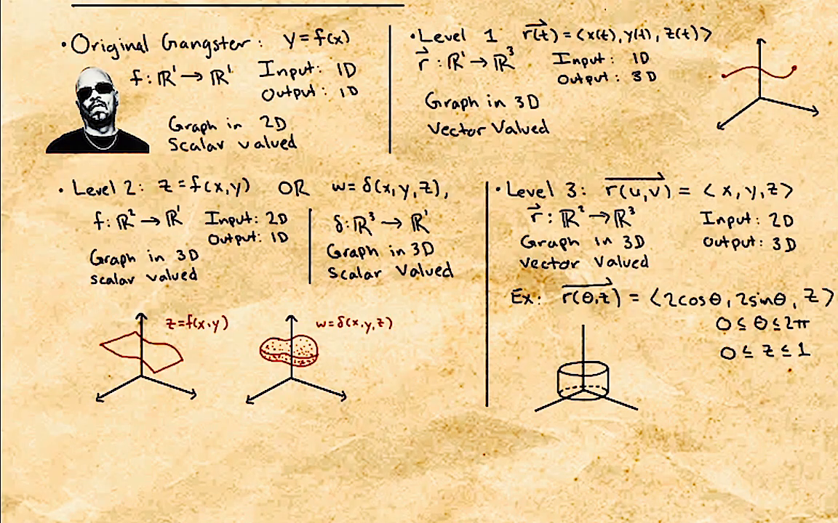A vector-valued function that depended on one parameter, like our level 1 example, gave us a one-dimensional object in three-dimensional space. This example in level 3 has two parameters, theta and z. The graph of this vector-valued function lives in three-dimensional space, and since I have two parameters, this graph is a kind of surface. So this is a hollow cylinder.